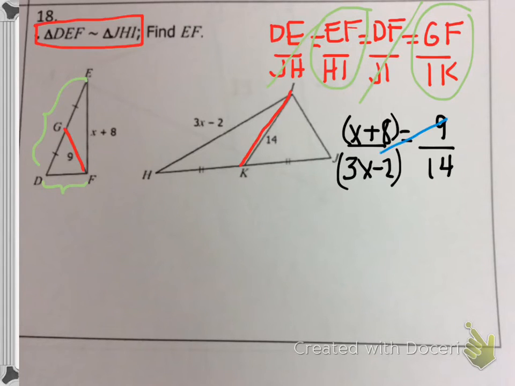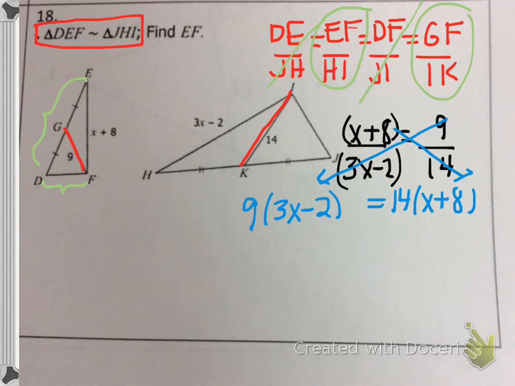So cross over and multiply 9 times 3x minus 2. Bring down your equal sign and cross over and multiply 14 times x plus 8. So we're going to be using distributive property on both sides. We're going to be distributing a 9 to both terms. 9 times 3x is 27x. 9 times negative 2 is negative 18. That's equal to 14 times x would be 14x. And 14 times 8 would be 112.